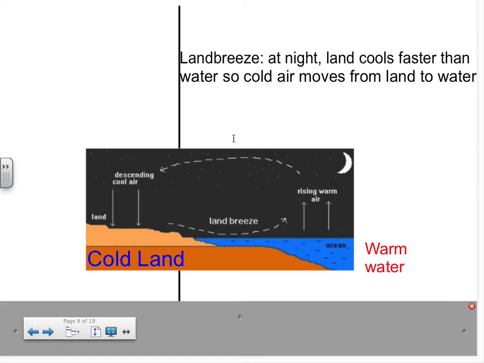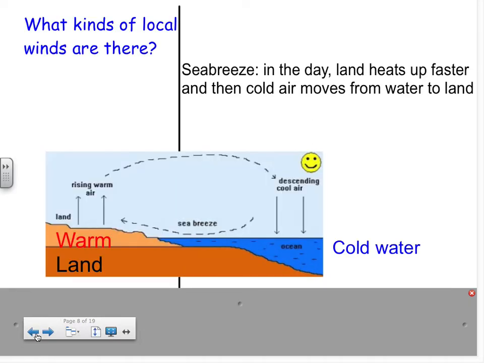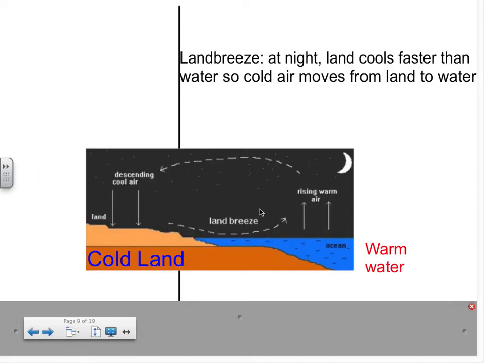So if you live near an area that has a large body of water, you are going to experience two kinds of breezes. One is the sea breeze, and then as the day goes on and it becomes nighttime, you're going to get the breeze going in the opposite direction. So there you go. You get two different kinds of local breezes or local winds.